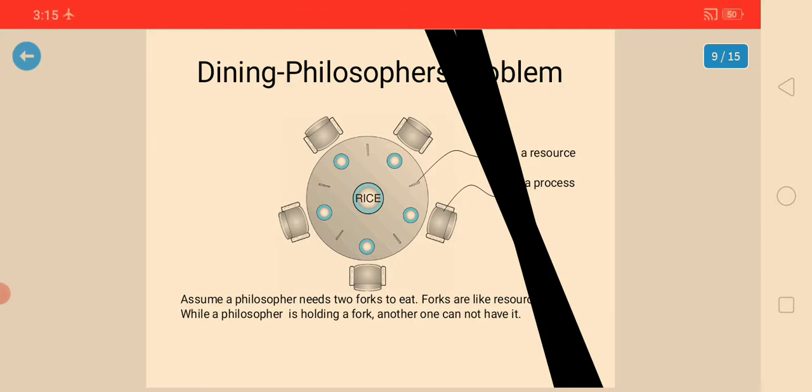So the next problem is the dining philosopher problem. The dining philosopher problem involves the allocation of limited resources to a group of processes in a deadlock-free and starvation-free manner. There are 5 philosophers sitting around a table. Here they show a table and rice, with bowls and chopsticks beside them.